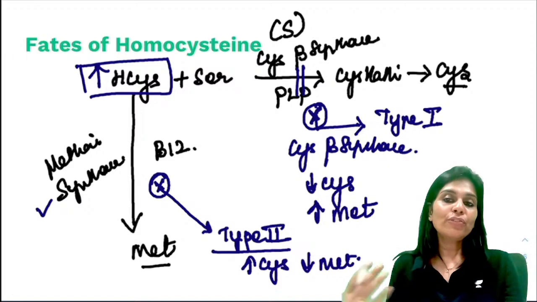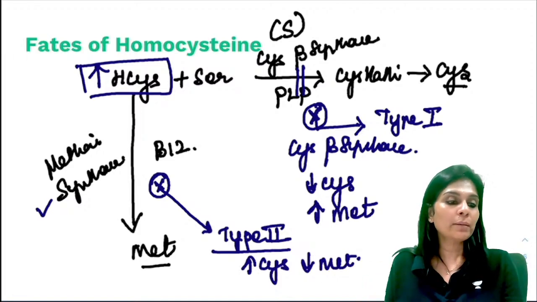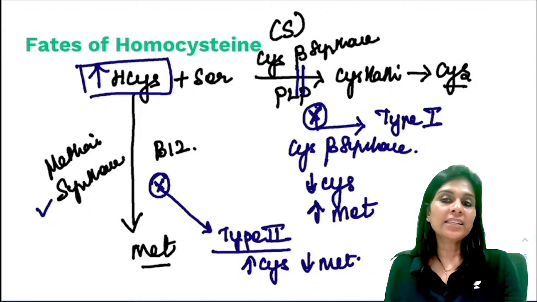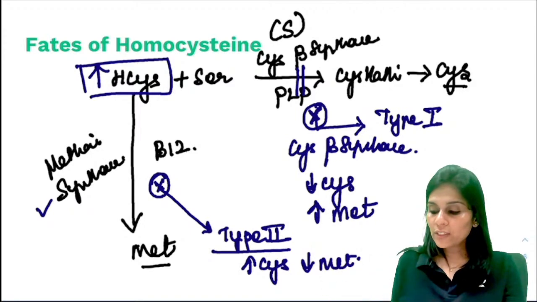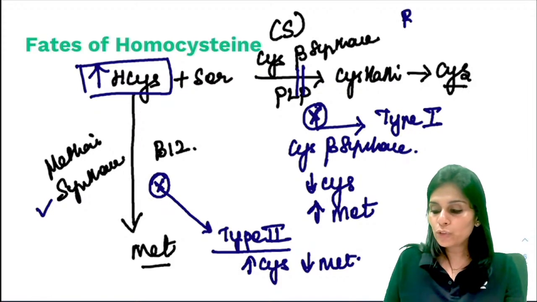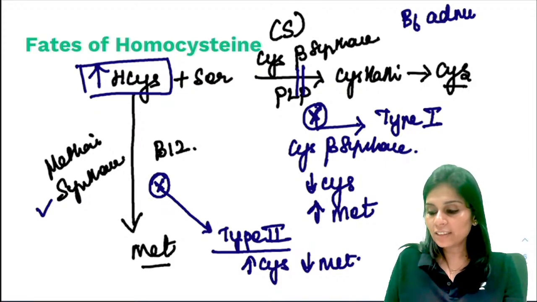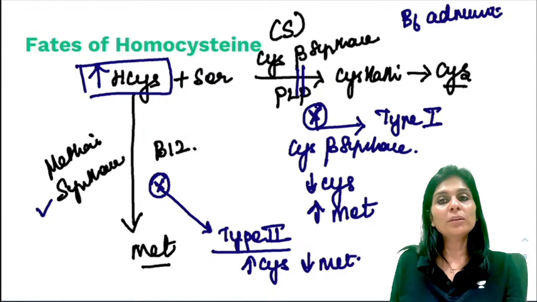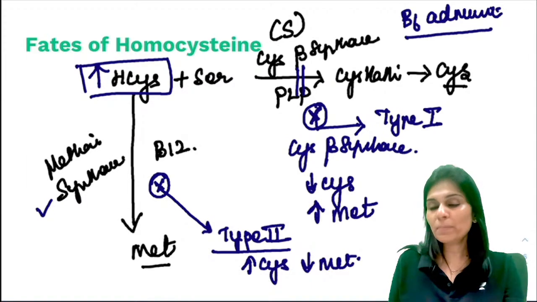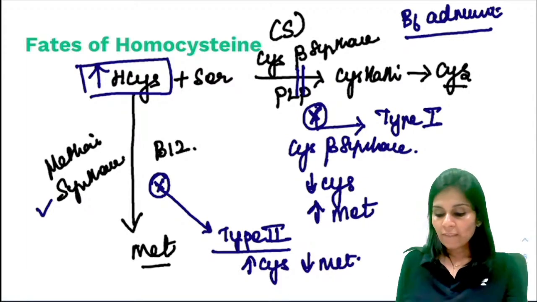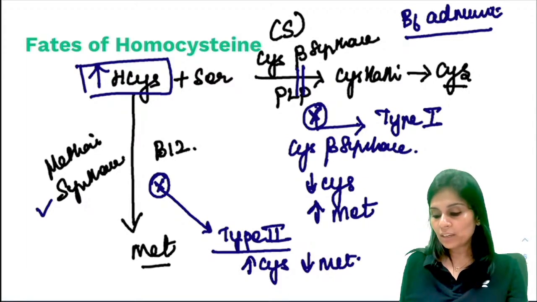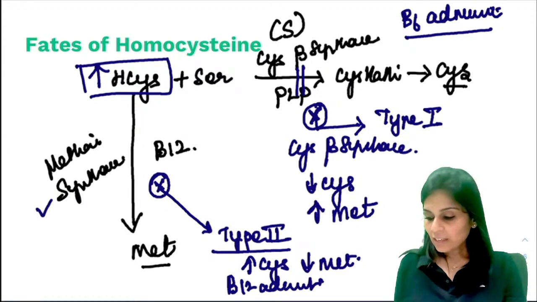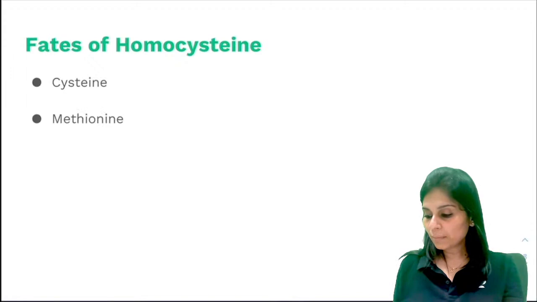So why should you find out whether it is type 1 or type 2? Can anybody tell me? Because if it is type 1, it responds to B6 administration. Yes or no? If it is type 1 caused by the defect of cystathionine beta synthase, it responds to B6 administration. Whereas if it is type 2, that will respond to B12 administration. Got it? So now I'm going to fill up this tabular column.